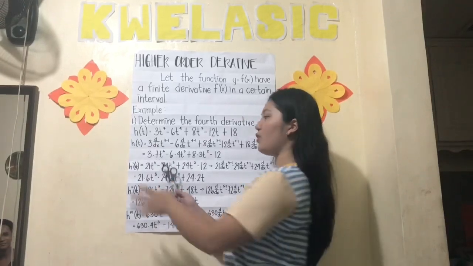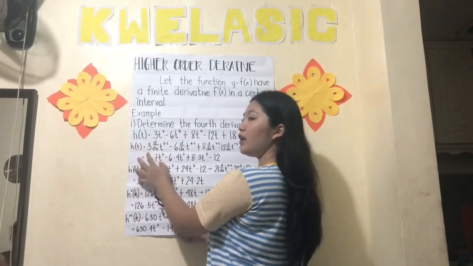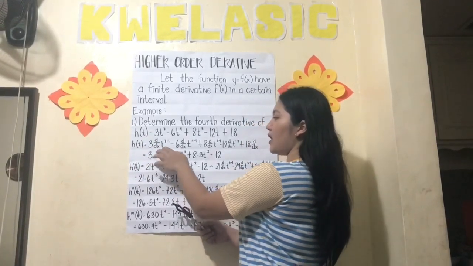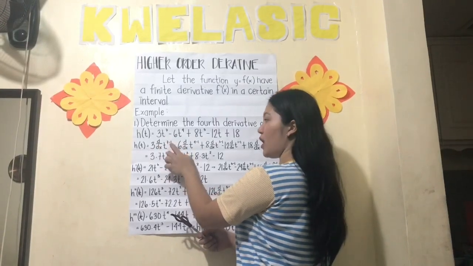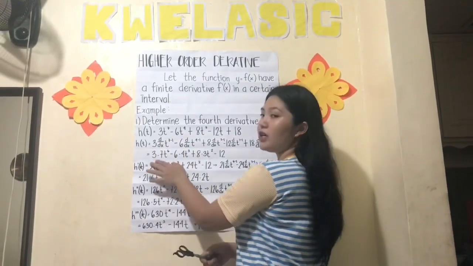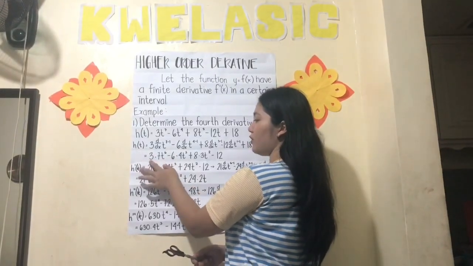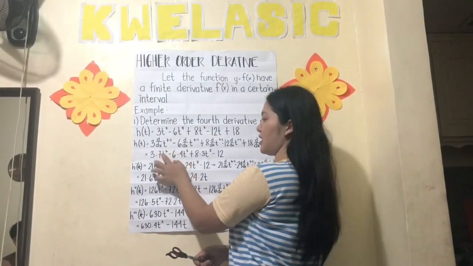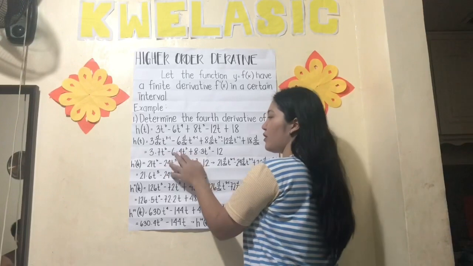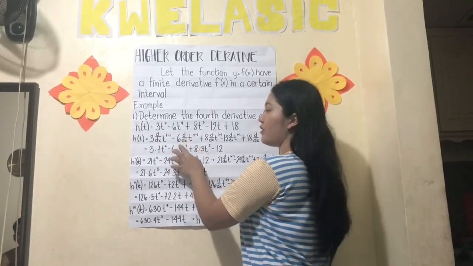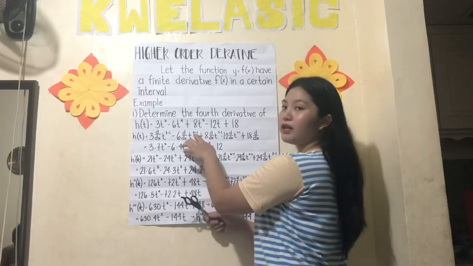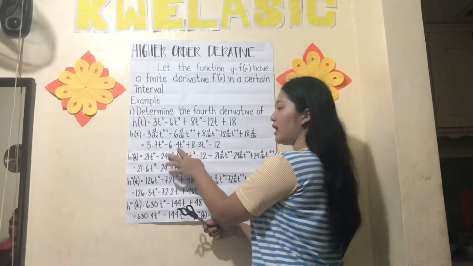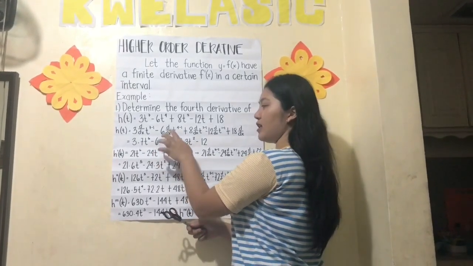So h of t is equal to, we need to bring down our leading coefficient, which is 3, and d over the derivative of t, and we need to subtract our exponent by 1, so 7 minus 1. After that, we need to multiply 3 and 7 and copy the variable and the exponent, which is 6. Same goes as here. So 6, d over the derivative of t, 4 minus 1. After, we need to multiply 6 by 4 and copy the variable, which is t, and the exponent, which is 3.